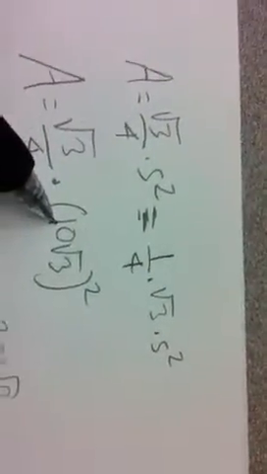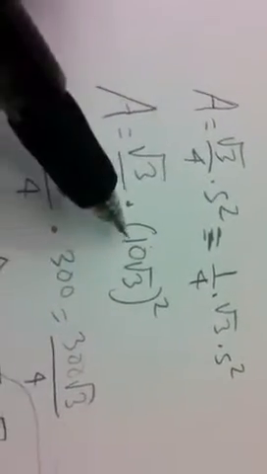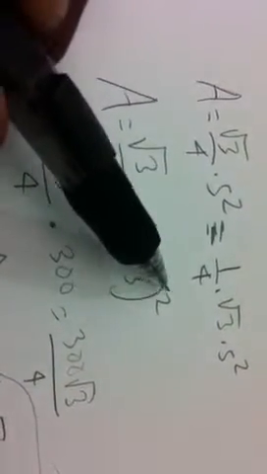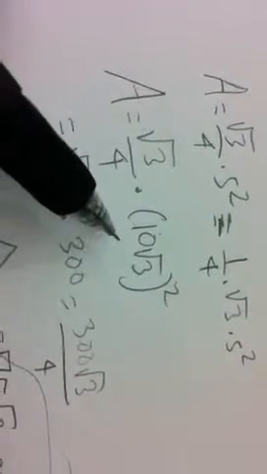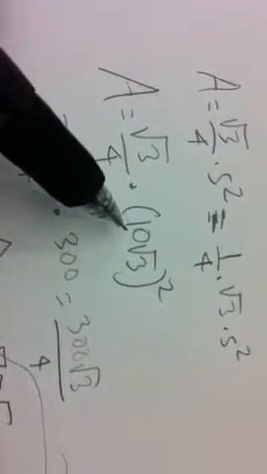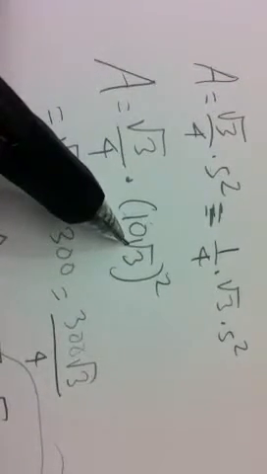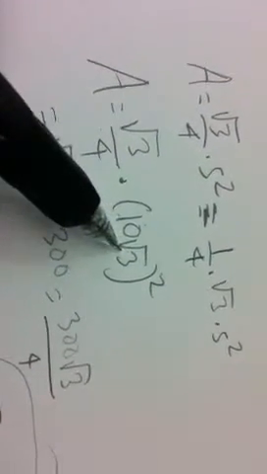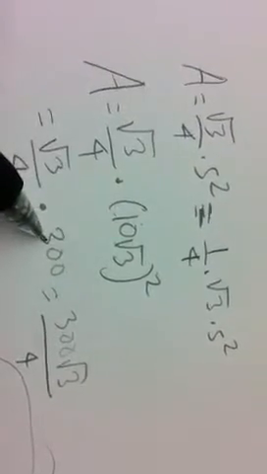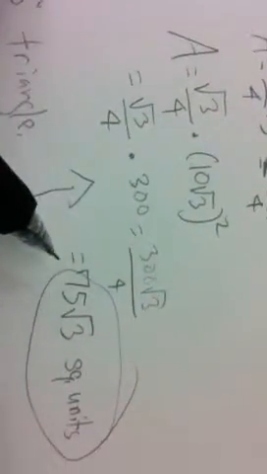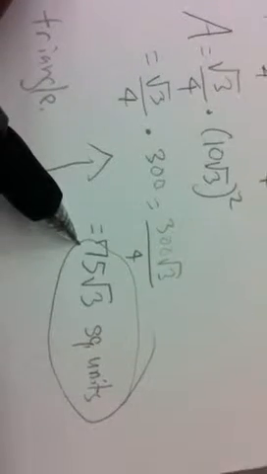So since I know the side length is 10 square root 3, we substitute that in place of S. 10 square root 3 times 10 square root 3, which is what the second power means, gives me 300. 10 times 10 is 100. And then square root 3 times square root 3 is the square root of 9, but the square root of 9 is 3. So 3 times 100 gives you 300. Finish the multiplication, and then you get this for the area.